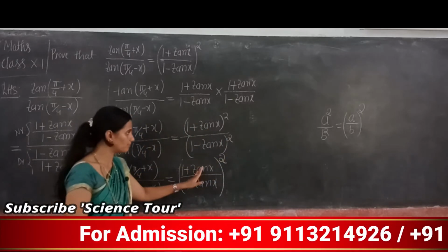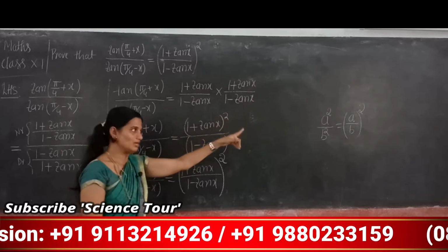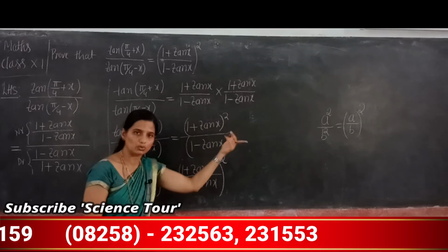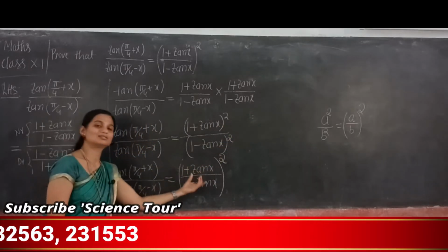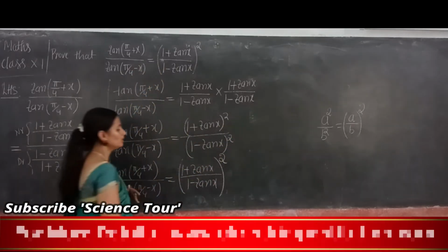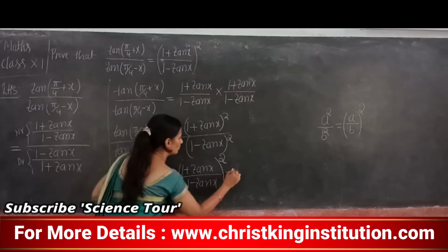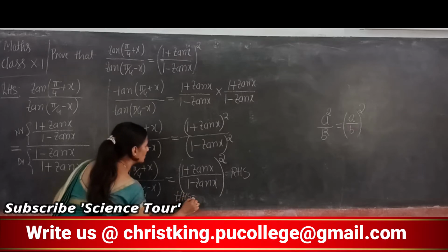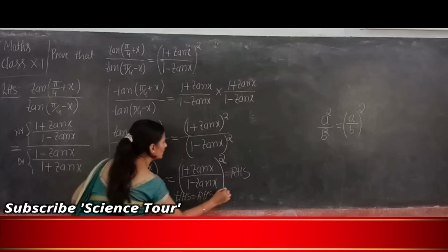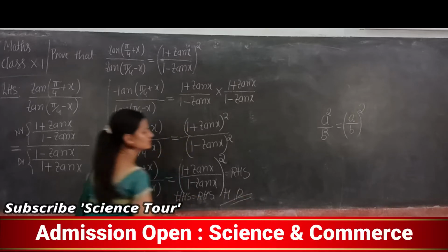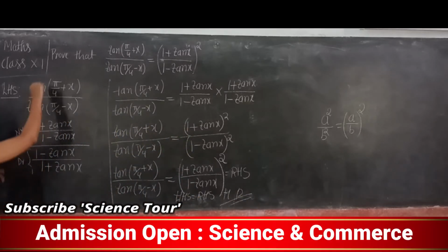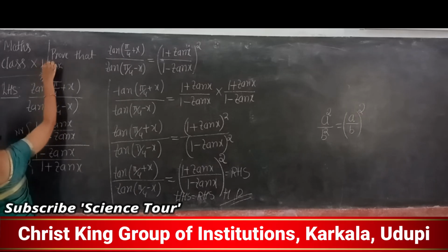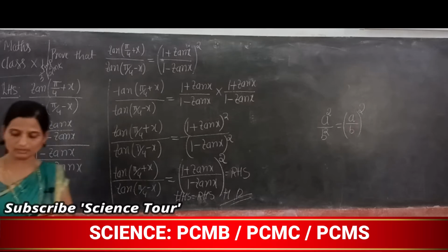Clear now? Why I am writing like this is, see, a square divided by b square is equal to (a/b) whole square. Is it proved, LHS equal to RHS? Yes, it is proved. So hence it is proved, which is equal to the RHS side. Therefore LHS is equal to RHS and hence proved. Important for 2 marks, 2 marks or 3 marks, an important question.